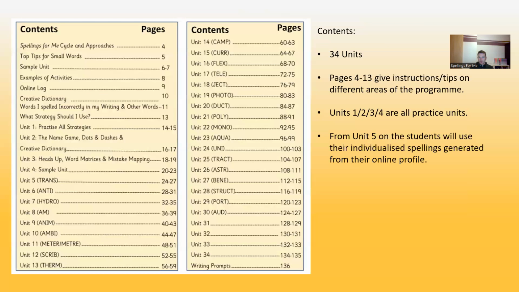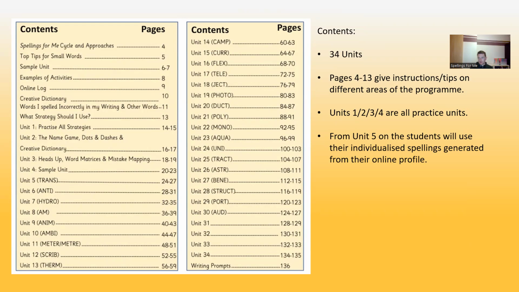What do we get covered in Workbook E? So there are 34 units. From unit 5 up to unit 34, we focus on a theme per week based upon morphology or etymology. Okay. Just so you know, pages 4 to 13 give instructions, give tips, explain different areas in relation to the strategies. They are pages that the students can refer to at any stage during the school year.